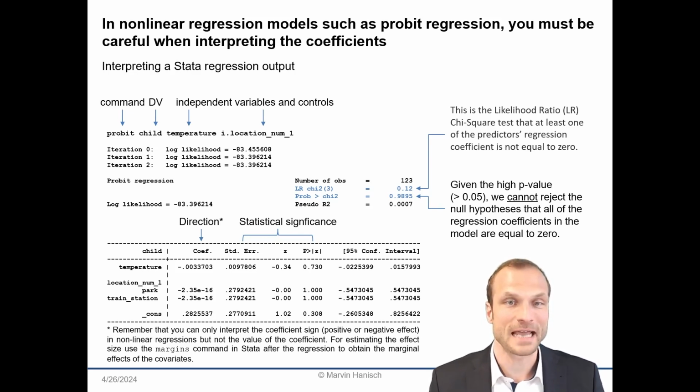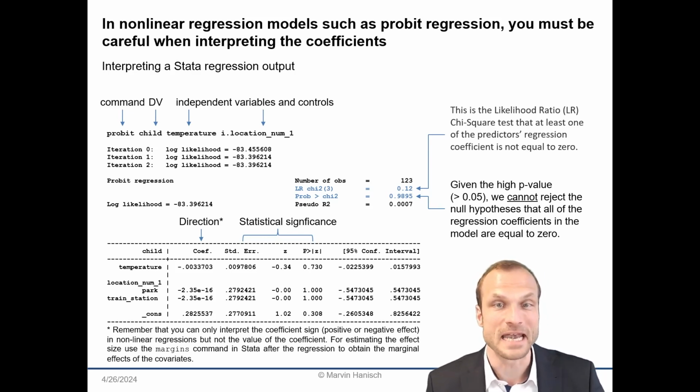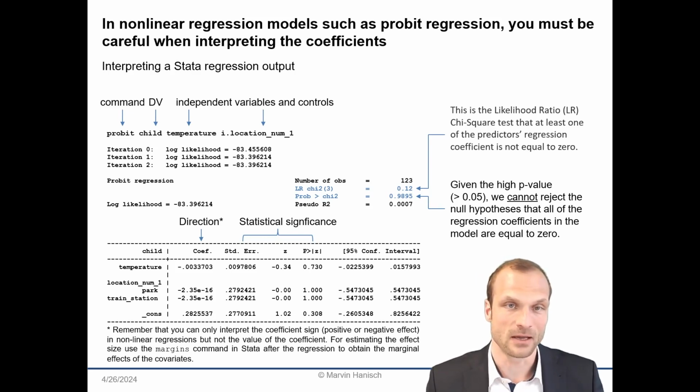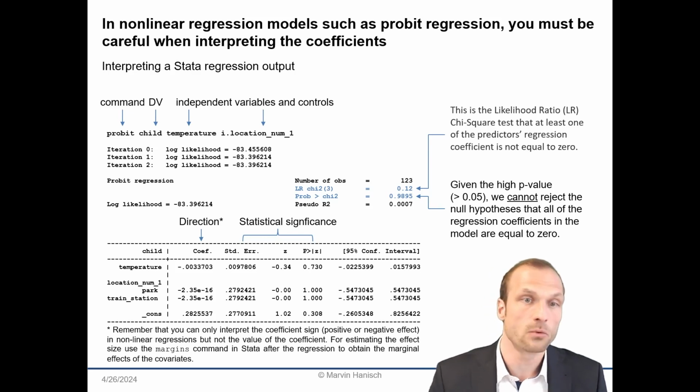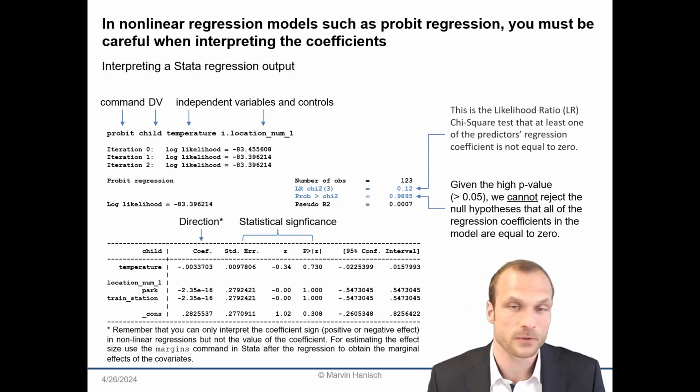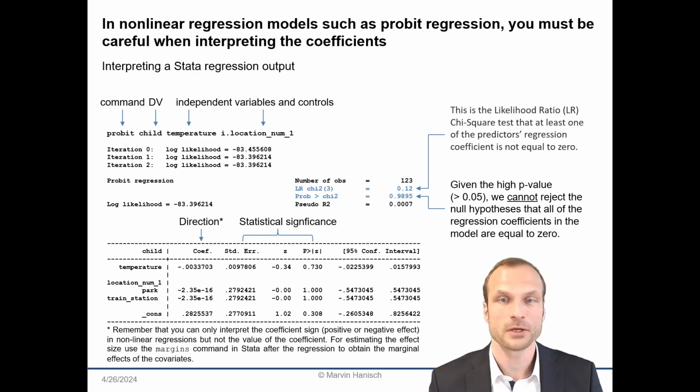If you're interested in estimating the effect sizes in nonlinear models, you can use the margins command in Stata, which allows you to calculate the marginal effect of an independent variable at different values of the independent variable, for example, at 1 standard deviation below or above the mean value or at different percentile values. Check out my video on moderation analyses for practical examples.